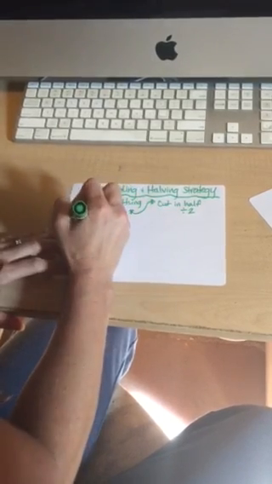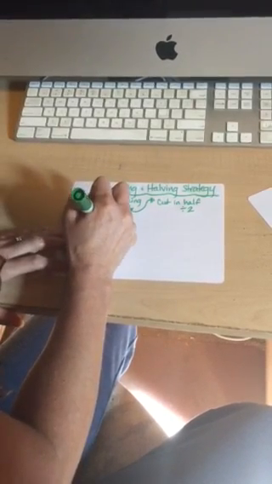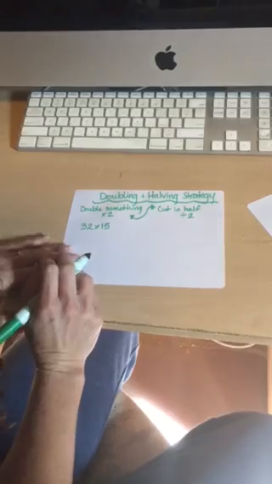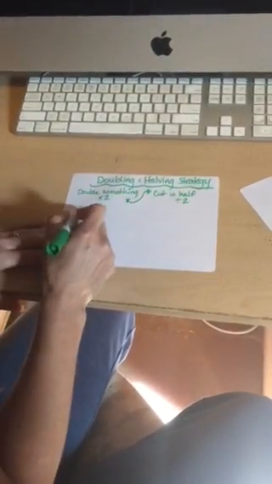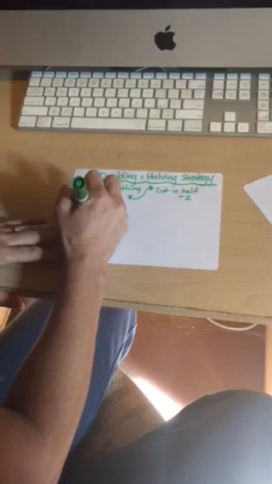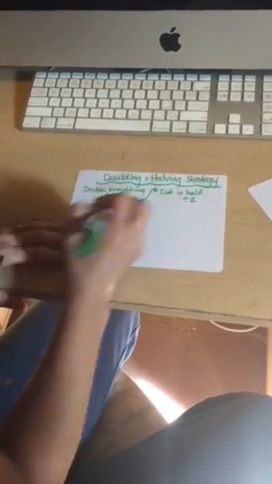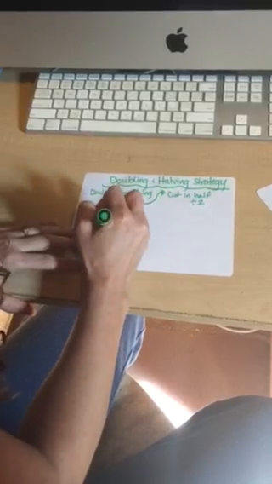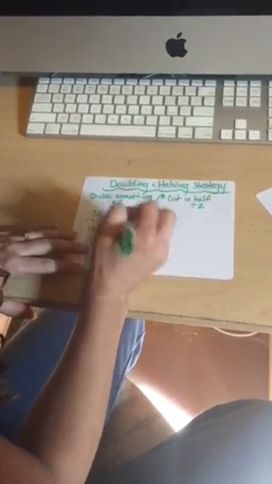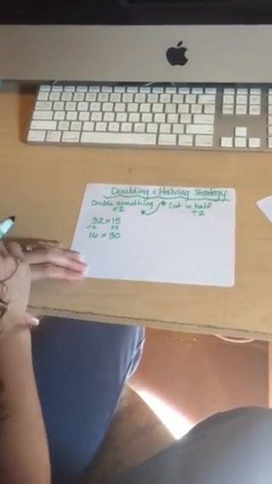For example, my first problem is 32 times 15. Well, 32 I can cut in half and 15 I can't. So I'm going to cut 32 in half or divide it by 2 to get 16. And since I divided this side by 2, I have to multiply this side by 2, which then gives me 30. So now my new problem is 16 times 30.